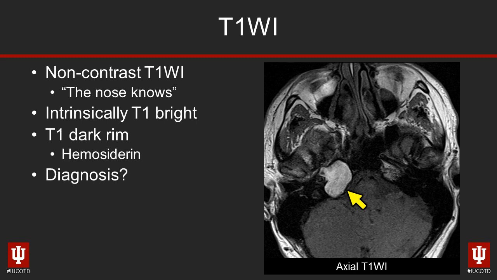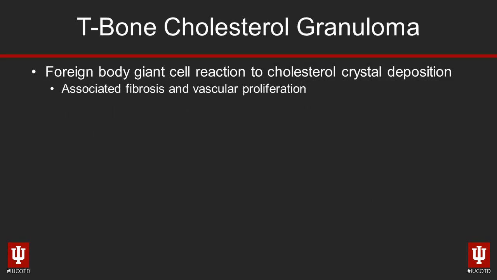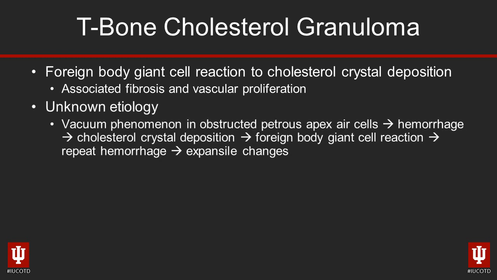What's the diagnosis? This is a cholesterol granuloma involving the temporal bone, specifically the petrous apex. This is thought to be a foreign body giant cell reaction that results from cholesterol deposition, and there may be some associated fibrosis and vascular proliferation that can be seen at histopathology. It's not really certain what causes this.